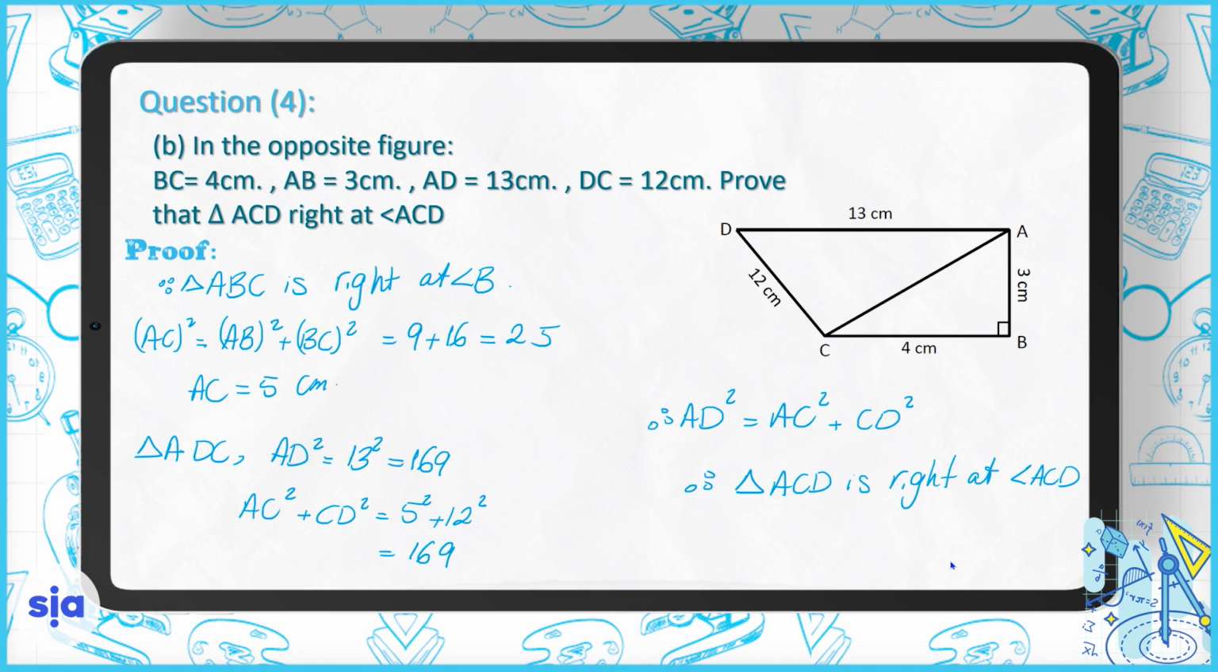If we're talking now about triangle ADC, as you can see that AD is the longest side, which is 13. So if we say that AD squared is 13 squared, which is 169, and AC squared plus CD squared is 5 squared plus 12 squared, which is also 169. So this proves that AD squared equals AC squared plus CD squared. That proves that triangle ACD is a right triangle at angle ACD.